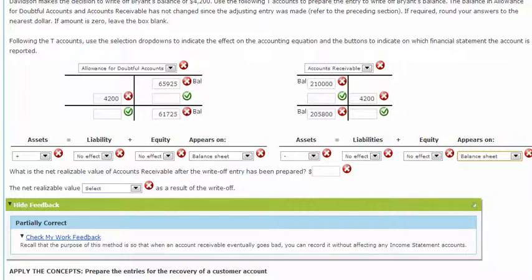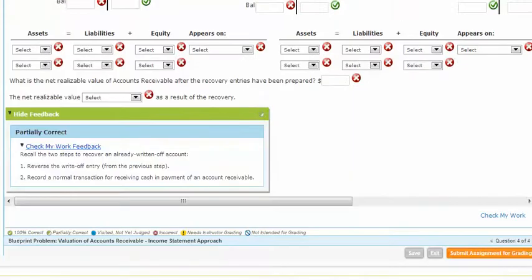What's the net realizable receivable after the write-off? Well, it's the same as it was before. It's going to be now $205,800 minus the $61,725. So it looks like $144,000. The way I'm getting this is I take the accounts receivable balance at the beginning, which was $210,000 minus $65,925, or now I'm going to take the accounts receivable of $205,800 and subtract the $61,725. So that gives me $144,775. Let me double check, make sure I added that correctly.